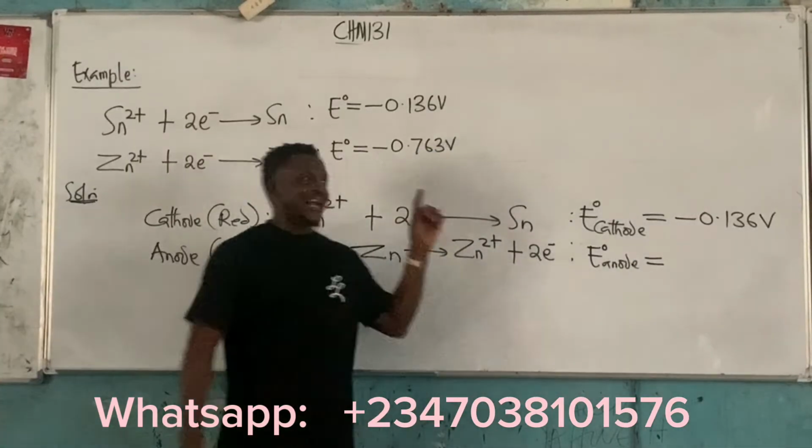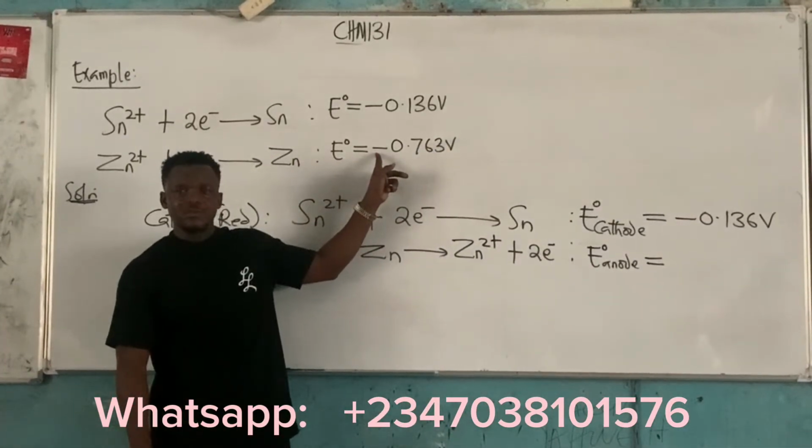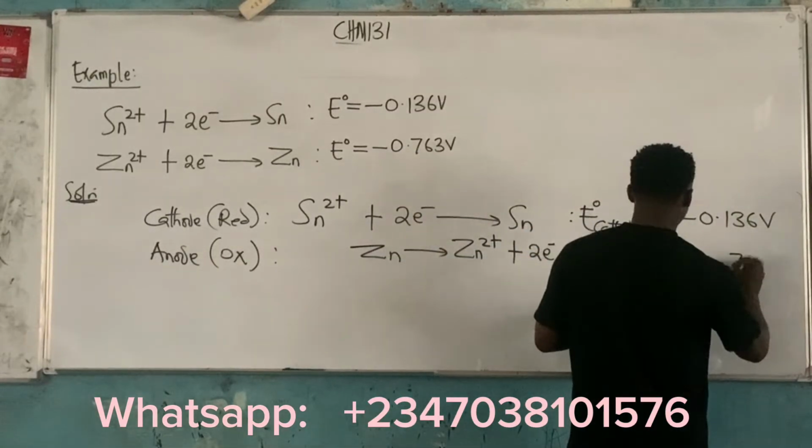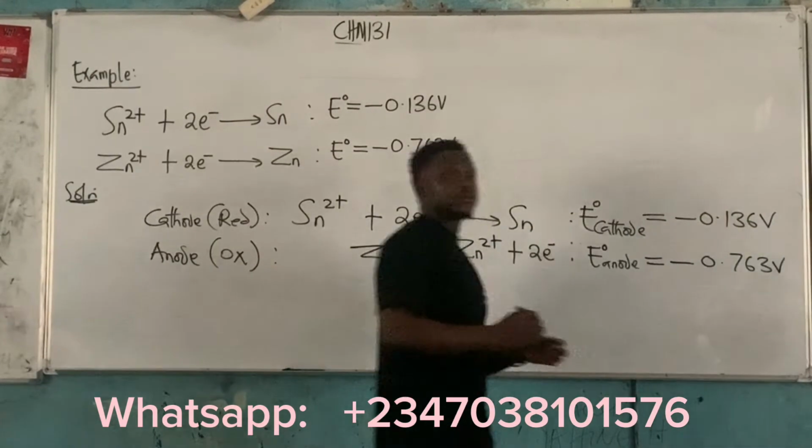Please, when you reverse this one, you don't change this sign too. Yeah, don't change it. So we have minus 0.763 volts.